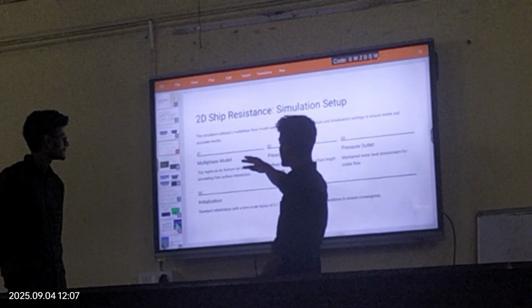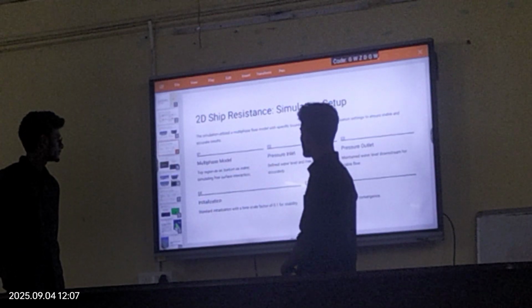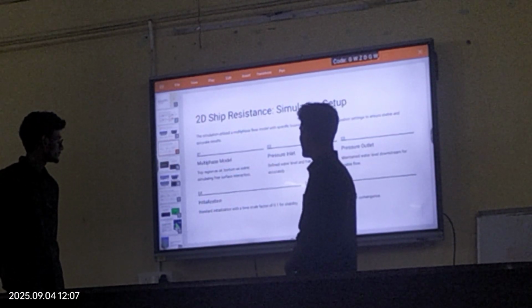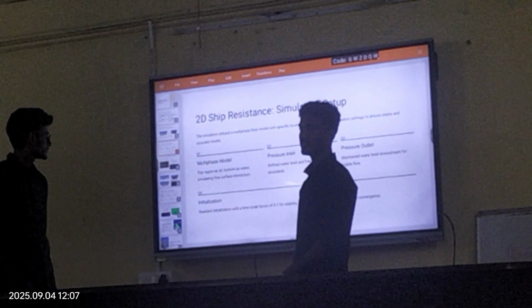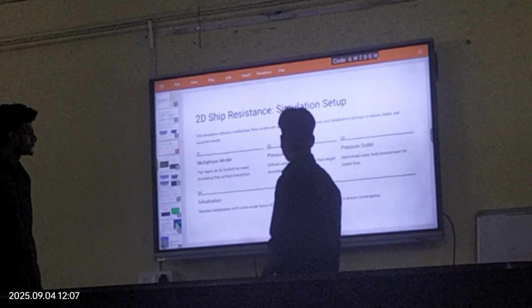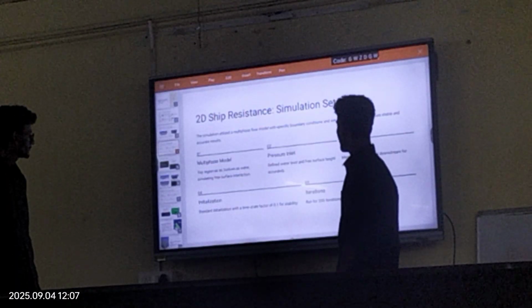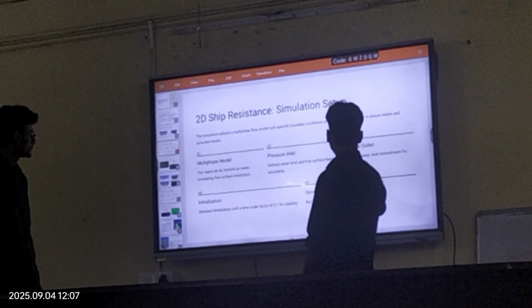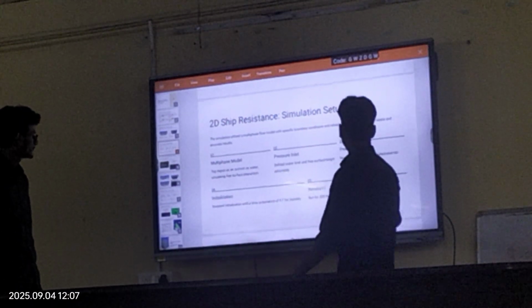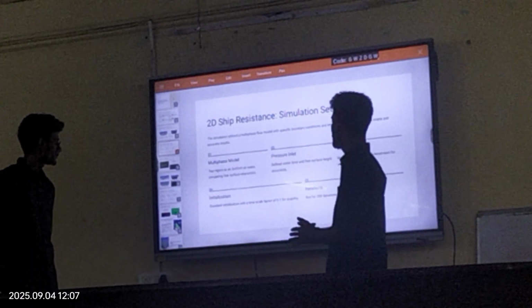The first one is the multiphase model, with the top region as air and the bottom as water, simulating free surface interaction between the water and the ship hull. Second is the pressure inlet, which is used to define the water level and free surface height accurately and precisely. Third is the pressure outlet, where we have maintained some water level downstream for stable flow.